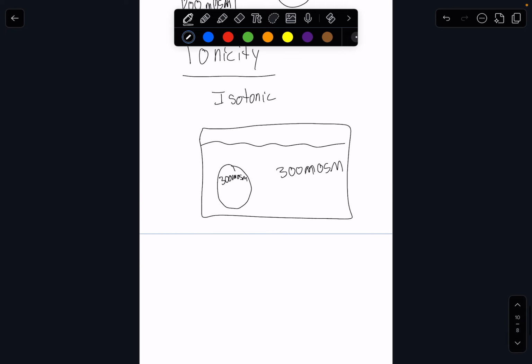Now let's say the solution has 400 milliosmoles, so more particles per liter of solution than the cell. This would cause the water to be like, holy cow, they're getting outnumbered in the solution. We gotta go help them. So the water will move outside the cell into the solution. And this would make it a hypertonic solution.